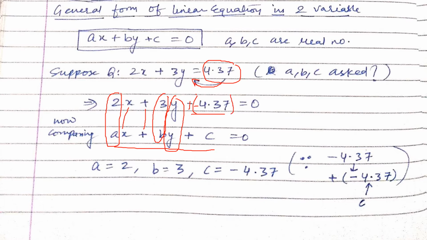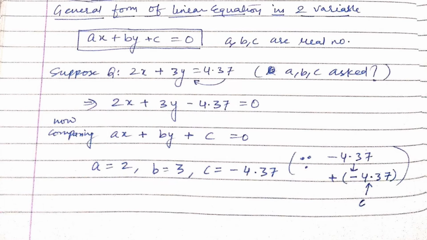Now you can see plus and plus are same. That means c is equal to how much? Minus 4.37. So we have got the values like this. It is very easy. I hope it is clear to you. Now next, let's see the next slide.